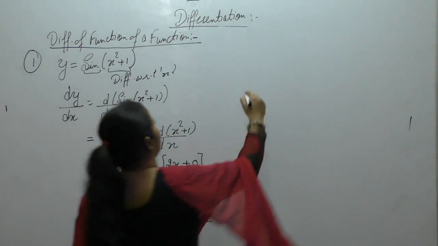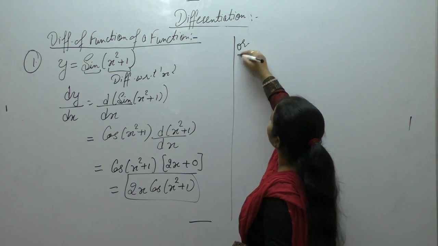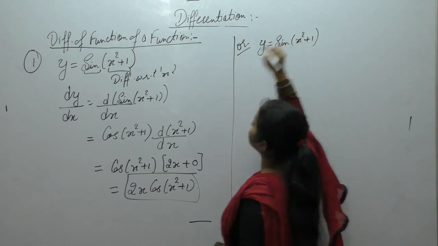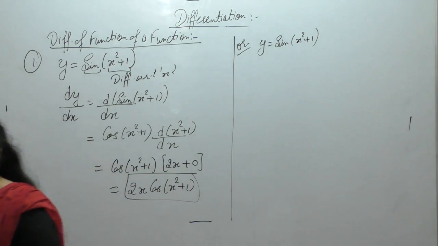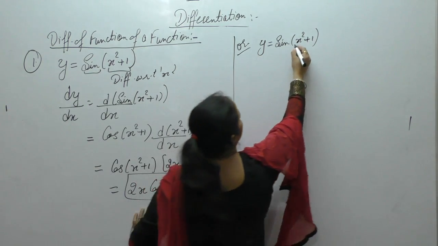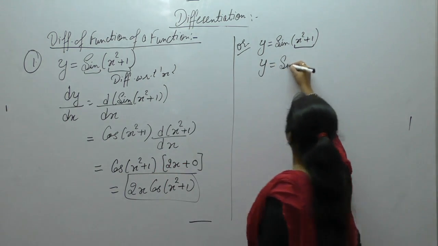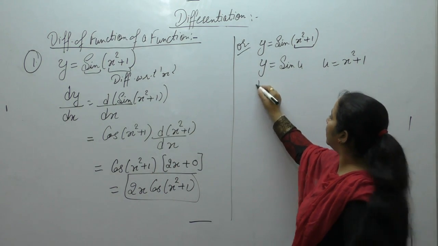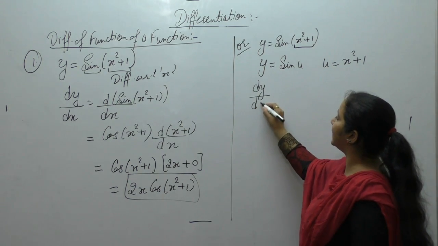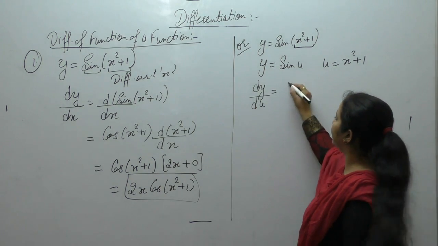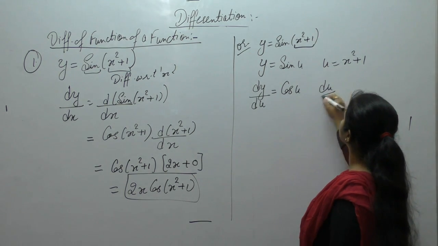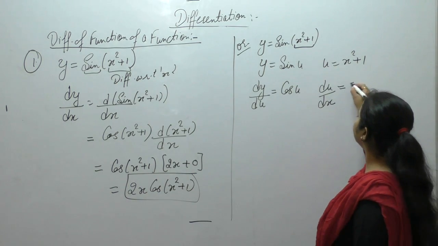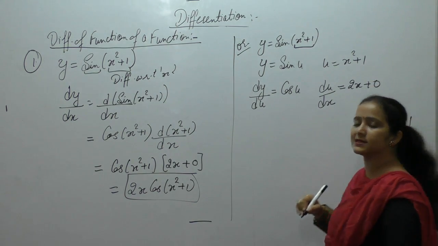We can do it by another method also. Let y be equal to sin(x square plus 1). Sin(x square plus 1) function है. Let it be u. Let y be equal to sin u and u is x square plus 1. Now this is a function of u, so take the derivative with respect to u. Derivative of sin is cos. This is a function of x, so here take the derivative with respect to x. Derivative of x square is 2x, constant term is 0.